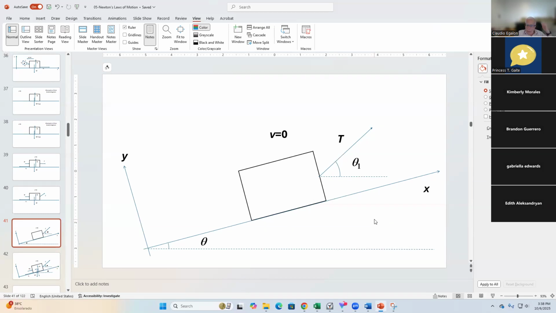This is a little bit more complicated problem, okay? Because now you have to deal with inclined planes. And when you deal with the inclined planes, the components of the weight is going to change, okay? The weight is no longer going to be perpendicular to this plane.